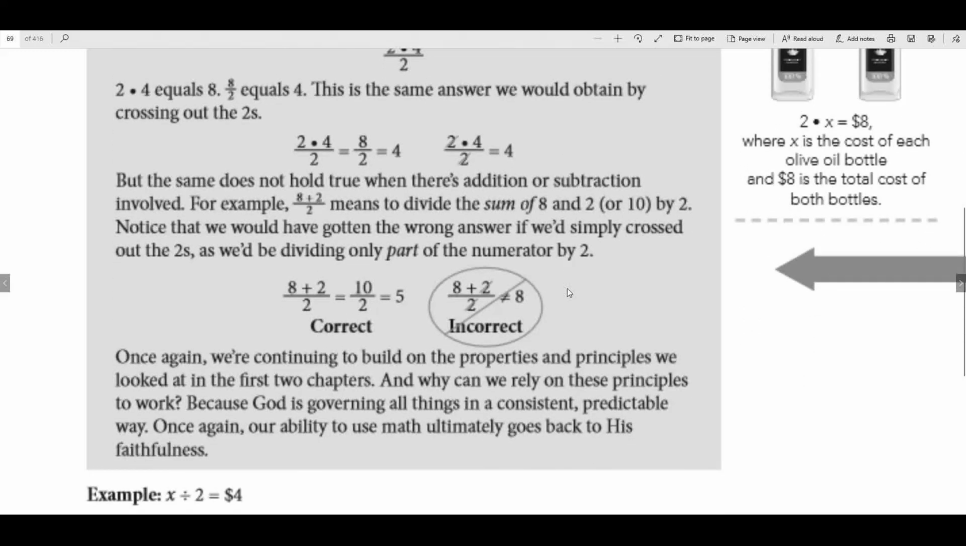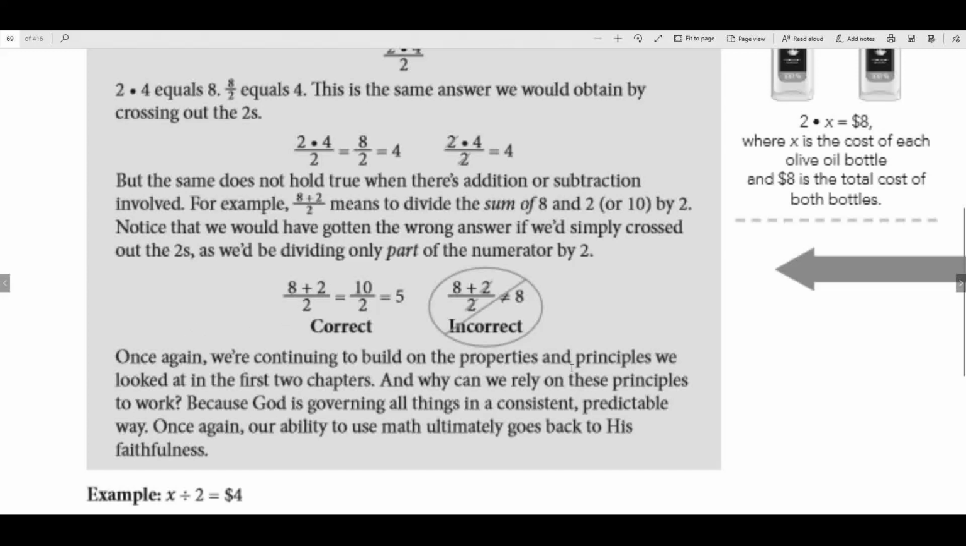Okay. Now, the same does not hold true when there's addition or subtraction involved. For example, 8 plus 2 divided by 2 means to divide the sum of 8 and 2, or 10, by 2. Notice that we would have gotten the wrong answer if we'd simply crossed out those 2's, as we'd be dividing only part of the numerator by 2, because the numerator is 10, not 8 plus 2. So when it's addition or something else up here, you can't do these as separate.